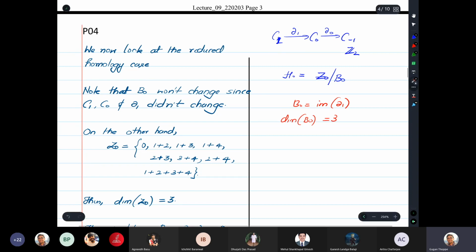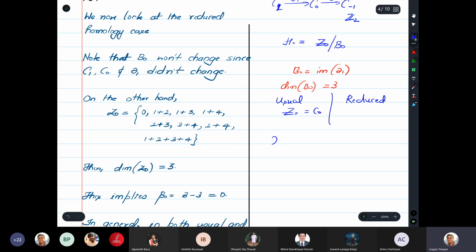So the only thing that will change is Z0. The reason is that we have now changed C minus 1. So recall what Z0 was, sorry, I shouldn't say daba 0, I should have said Z0. Earlier Z0 was C0. This was in the usual case. Now let's see what happens in the reduced case.